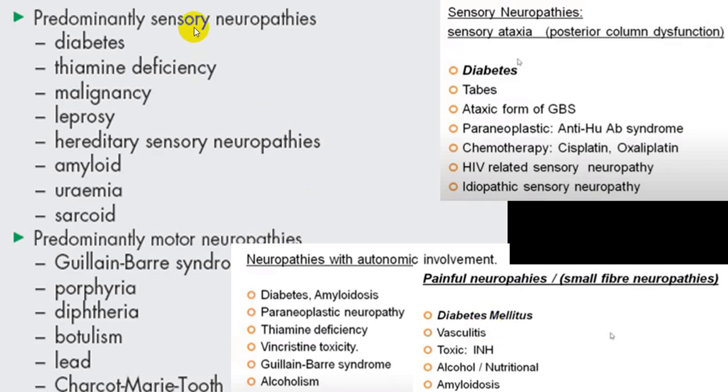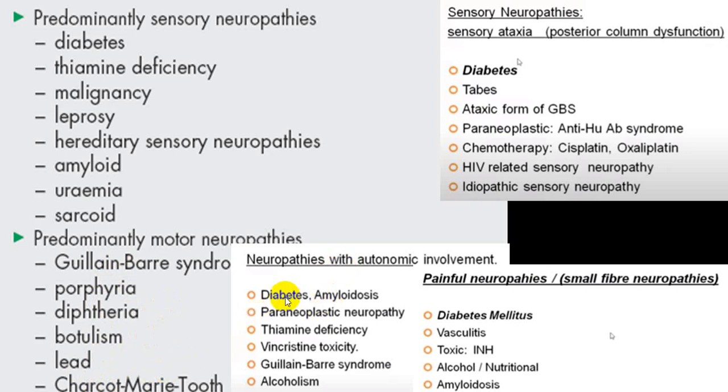So some of the causes of pure sensory: diabetes most common, and another is nutritional deficiency, that is thiamine and B12 deficiency. Do keep it in mind. Another common is leprosy. These three come topmost on the list. Pure motor: Guillain-Barré, porphyria. Diphtheria is not very common, but nowadays it is also seen in children. Another common is botulism and lead toxicity, and among hereditary, Charcot-Marie-Tooth.